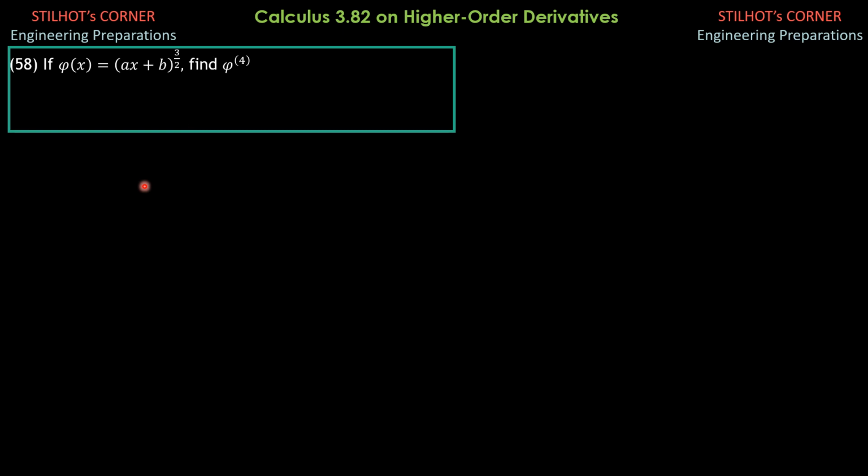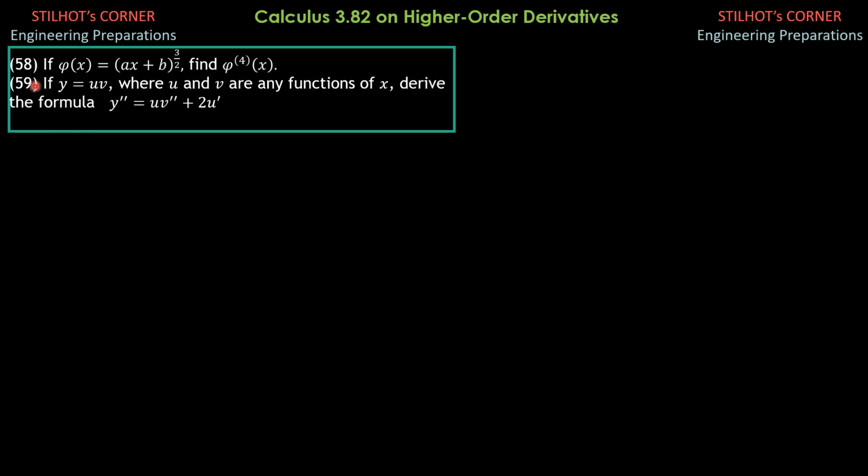So we have three exercises here. This is the same numbering as in the book by Love and Rainville, except 59A, where I just made this problem. So for 58, I just call this P function. If P of X is quantity AX plus B raised to 3 halves, find the fourth derivative of P with respect to X. So imagine that this is U.